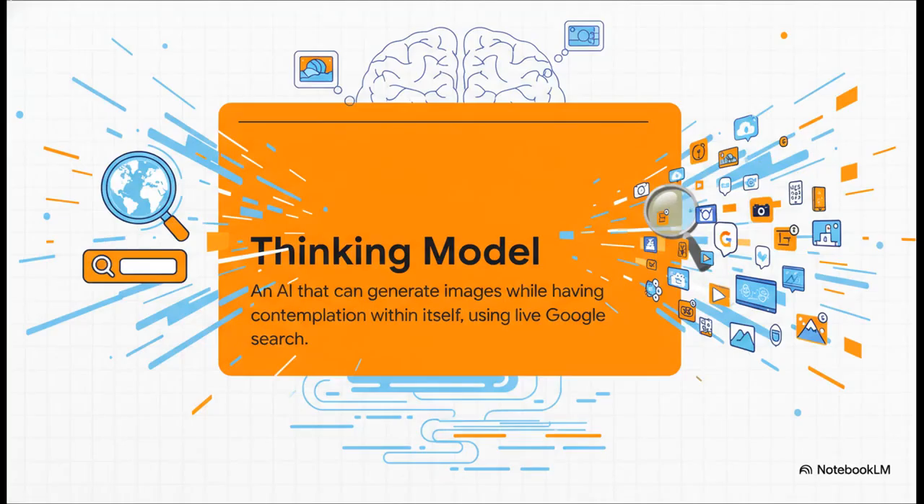And this is the secret sauce, the key differentiator. A thinking model in this case means it's hooked up to live Google search and image search. So it's not just stuck with whatever it was trained on months ago. No, it can pull completely current, real-time info right from the web. That is a huge deal for creating images about things that are happening right now.